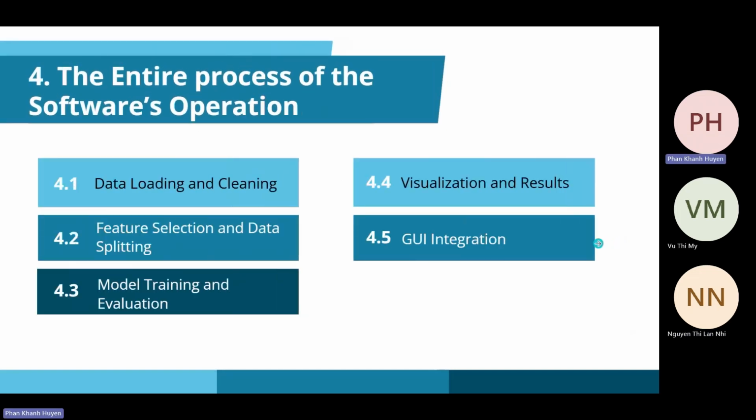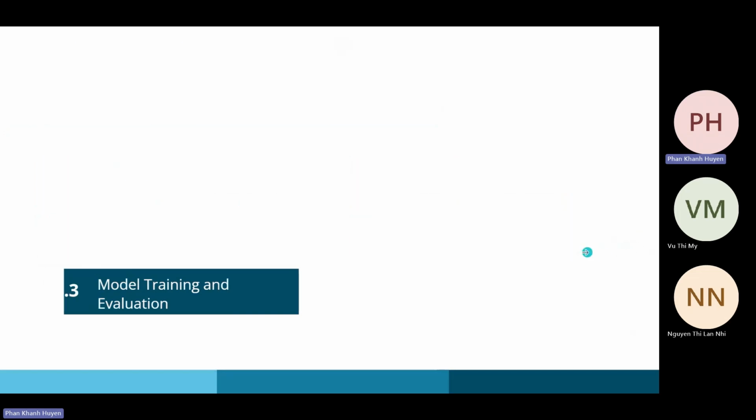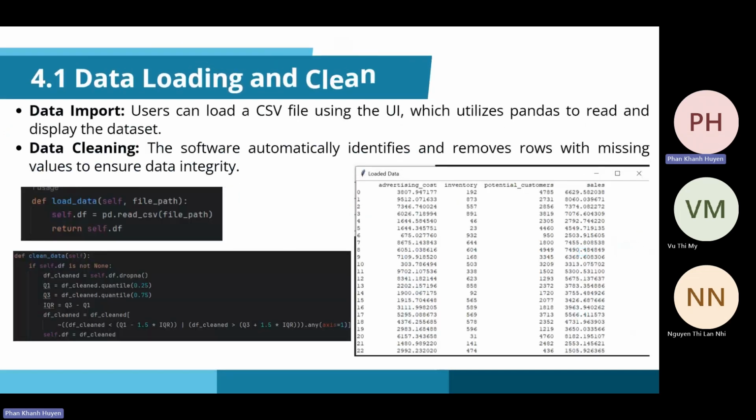And now we will discuss the entire process of software operation. The first step is data loading and cleaning. We start with data import, where the user can upload a CSV file through the UI. The software uses Pandas to efficiently read and display the dataset.